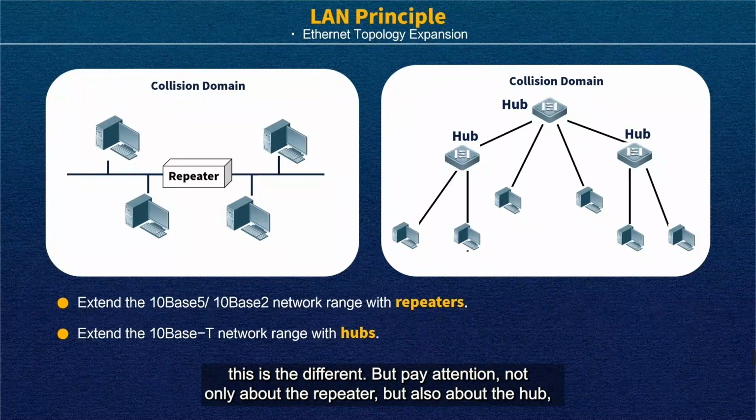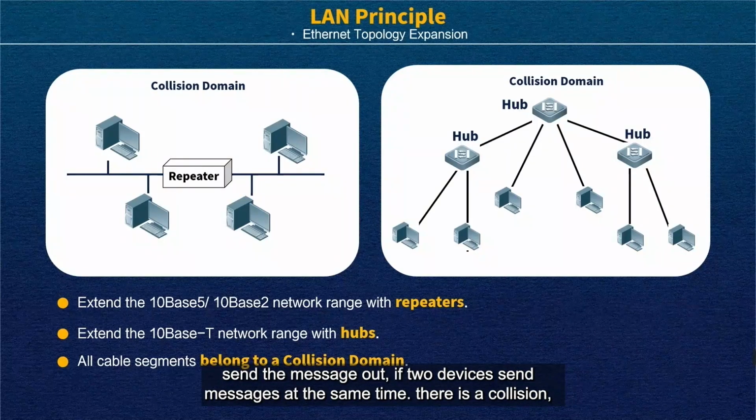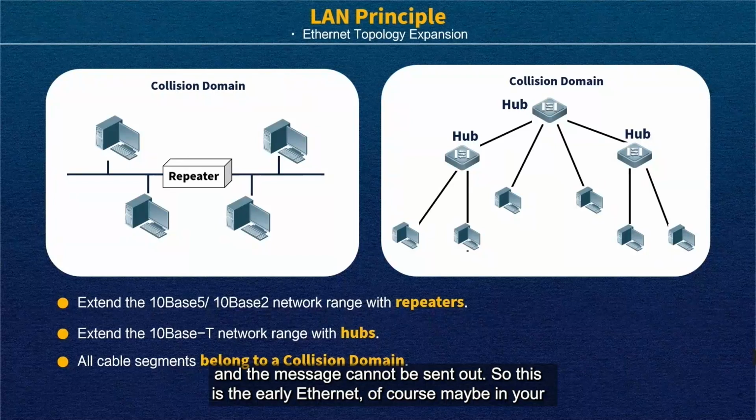But pay attention: not only the repeater, but also the hub, all of them belong to the same collision domain. That means at the same time, only one device can send a message out. If two devices send a message at the same time, there is a collision, and the message cannot be sent out. So this is early Ethernet.